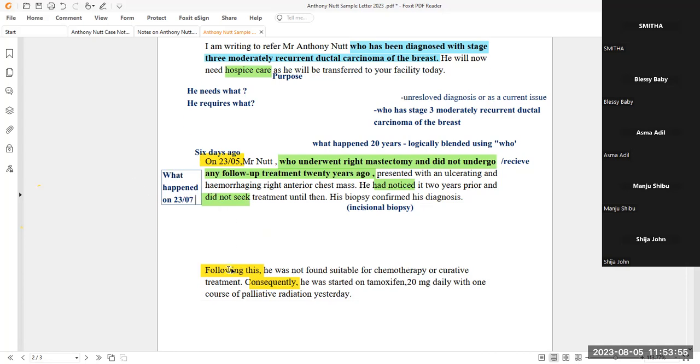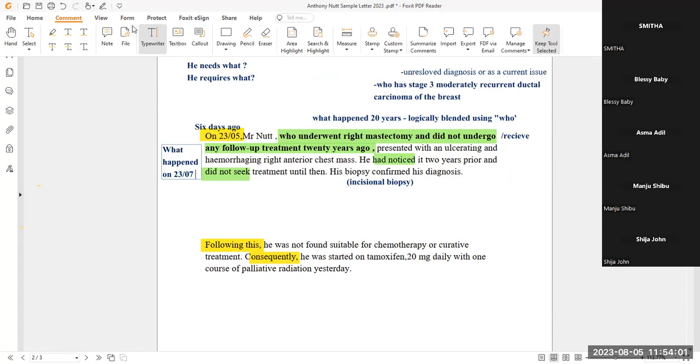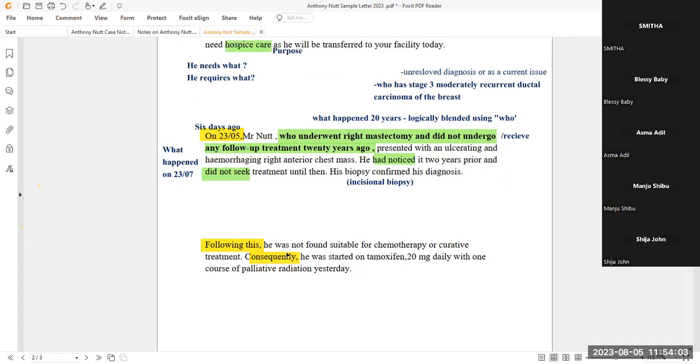Okay, so I'm moving on to the third paragraph here. Asma, can you read the third paragraph if you don't mind? "Following this, he was not found suitable for chemotherapy or curative treatment. Consequently, he was started on tamoxifen 20 mg daily with 1 course of palliative radiation yesterday."